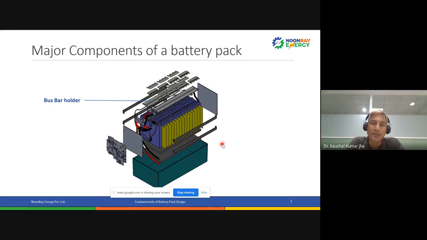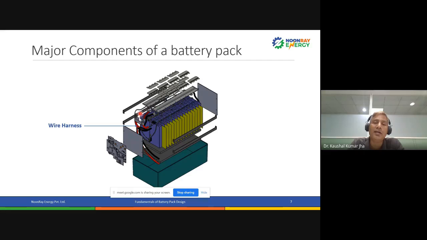Then the bus bar holder. Now this cell has to be connected through a bus bar, and then the bus bar has to be placed somewhere. So this is the bus bar holder over which we can place the bus bar and can weld or screw this bus bar to connect the cells in series and parallel combination. Then we need to monitor the temperature and voltage of the pack as well as cells, so thermistors and voltage sensors.